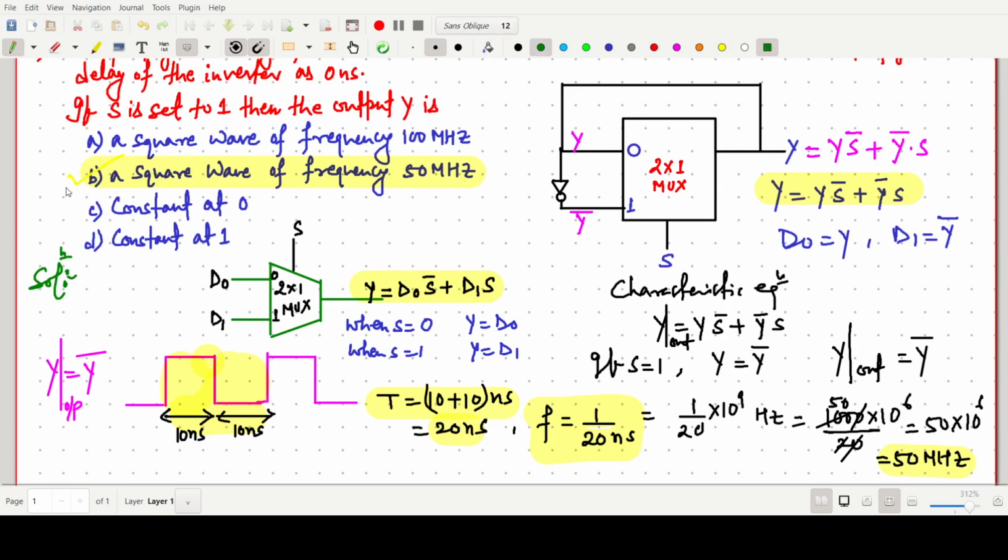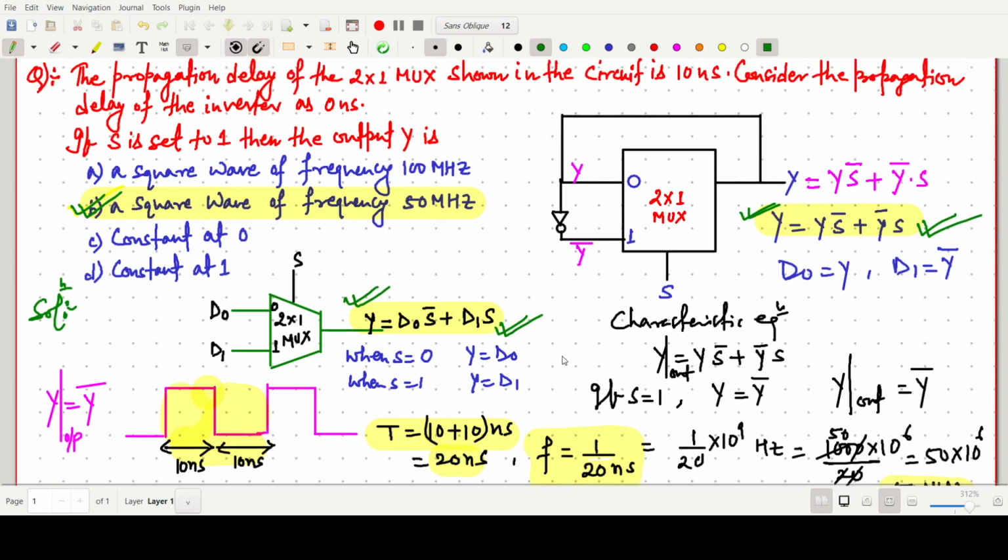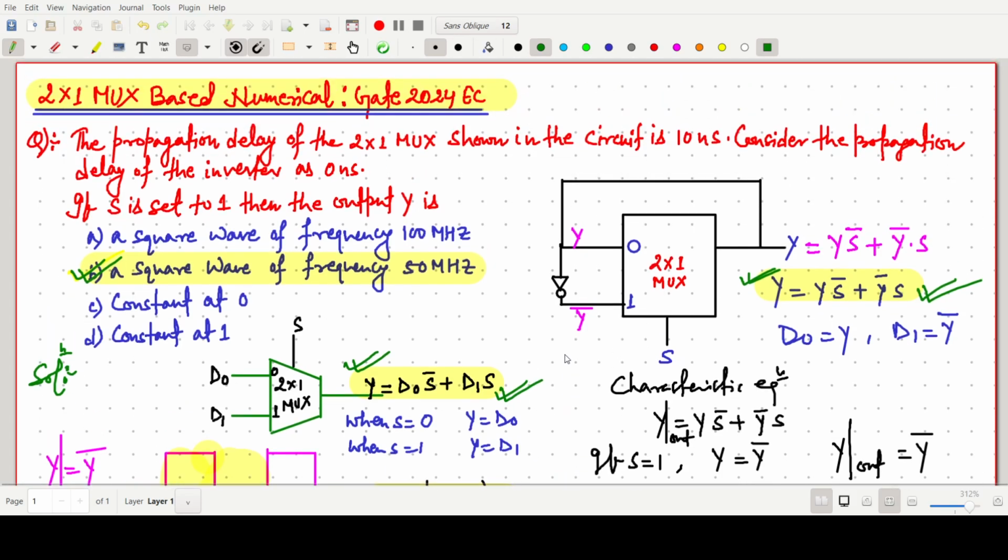This is an easy question, but we have to know this concept, and this characteristic equation is very important: Y equals D0 S bar plus D1 S. You have to know this concept, then you can proceed like this. So this is all about this question. The inverter delay is already given as 0 nanosecond, so there is no need to worry about the inverter. Thank you for watching this video.